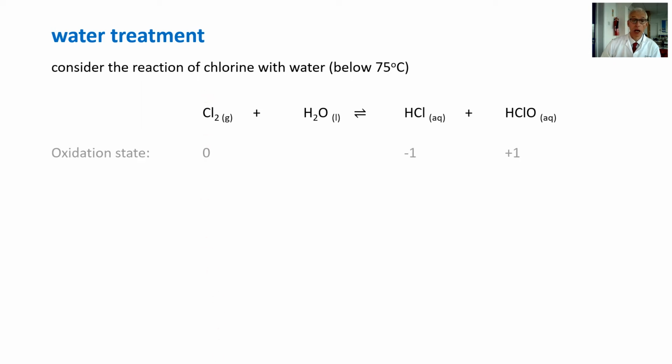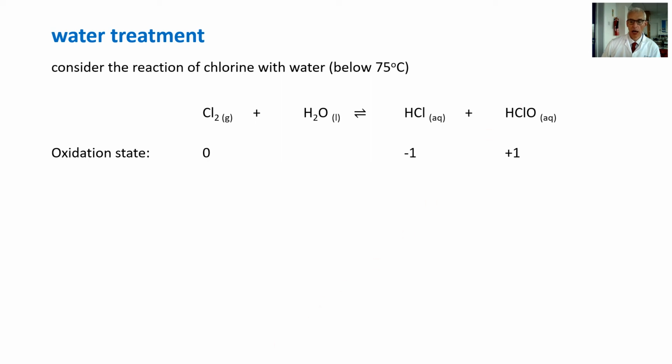So here are the oxidation states, oxidation numbers of chlorine. As an element 0, in HCl we have hydrogen at +1, a rule, chlorine therefore -1. HClO, hydrogen plus 1, oxygen minus 2, a rule. Therefore, to sum to 0, chlorine plus 1.